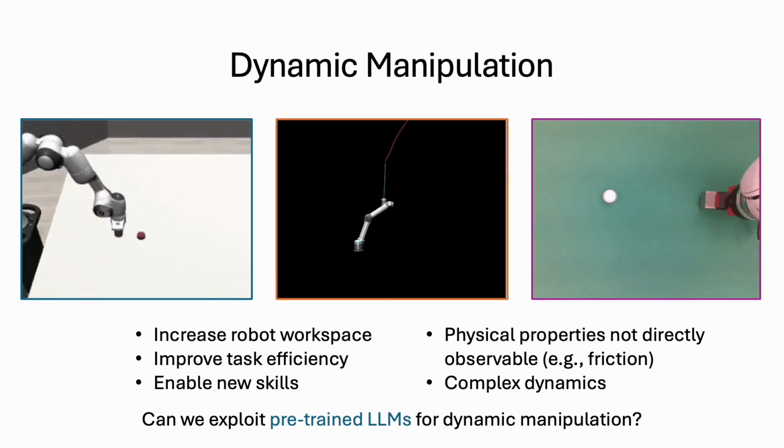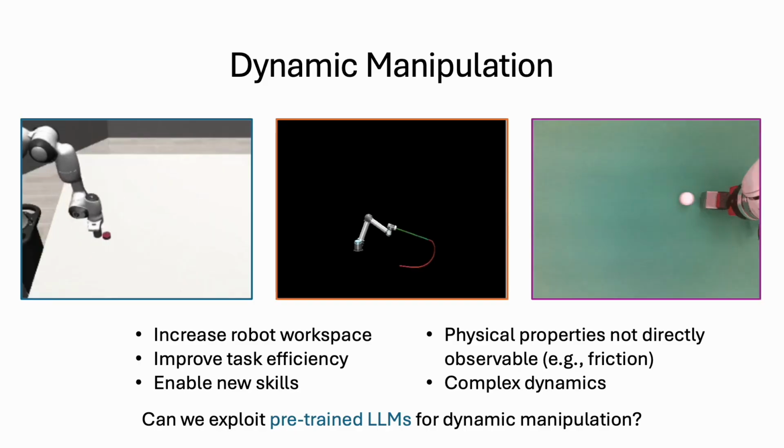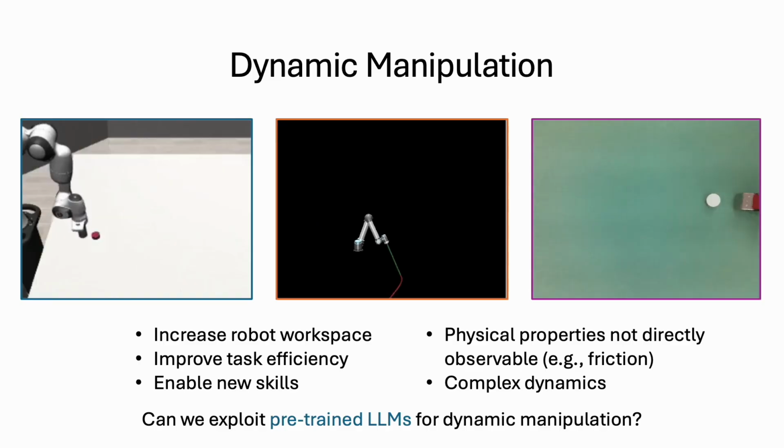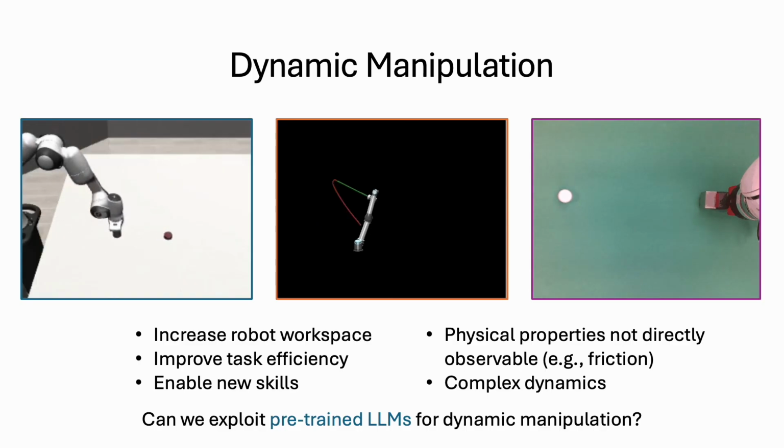In this work, we are interested in dynamic manipulation tasks. Dynamic manipulation can increase robot workspaces, improve task efficiency, and enable novel skills. However, task outcomes are often tied to physical properties such as friction and mass that are not directly observable in image data. Additionally, these systems have complex dynamics that are unlikely to appear in LLM training data. How then might we exploit pre-trained LLMs for these tasks?